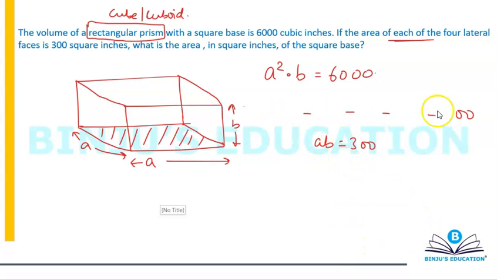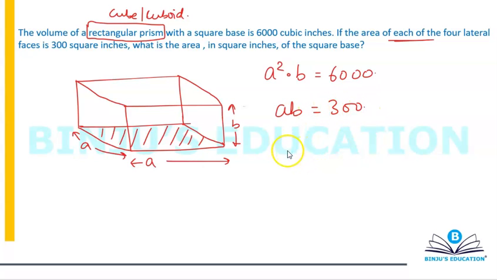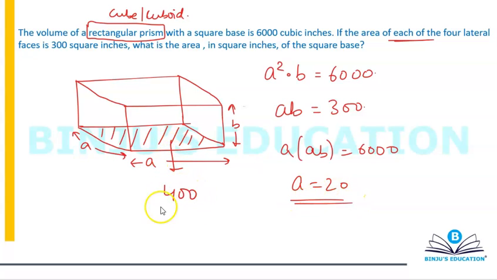Okay, then it will simply be AB, because I just need one of the areas. Then it will simply be AB, which is equal to 300. So A into AB is 6,000. So AB is 300, which means A is equal to 20. So this area will simply be equal to 400.